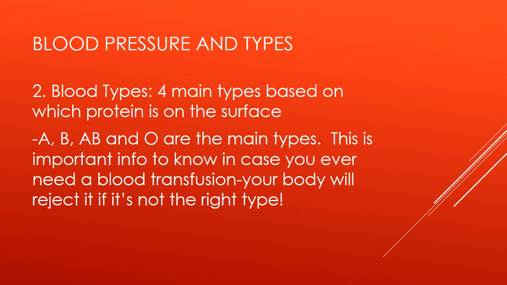There's 4 different kinds of blood types, and the 4 main types are based on which protein is on the surface. So there's A, B, AB, and O. It's really important info to know in case you ever need a blood transfusion. Your body will reject it if it's not the right type. We're going to get much more in detail with blood types when we get into Punnett squares, and we're going to actually figure out which types of different blood will make different blood types.